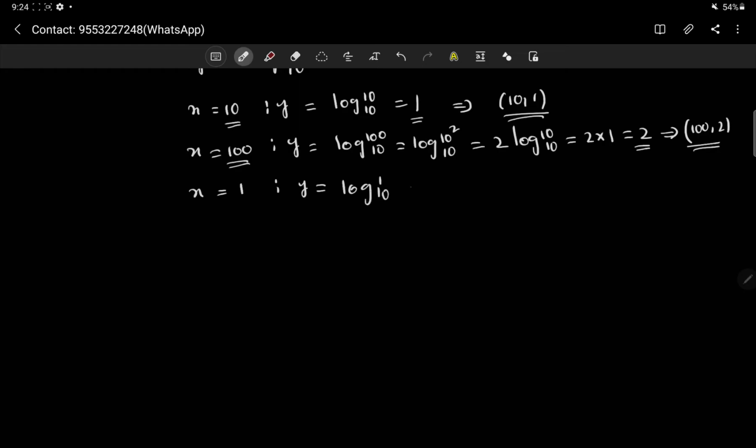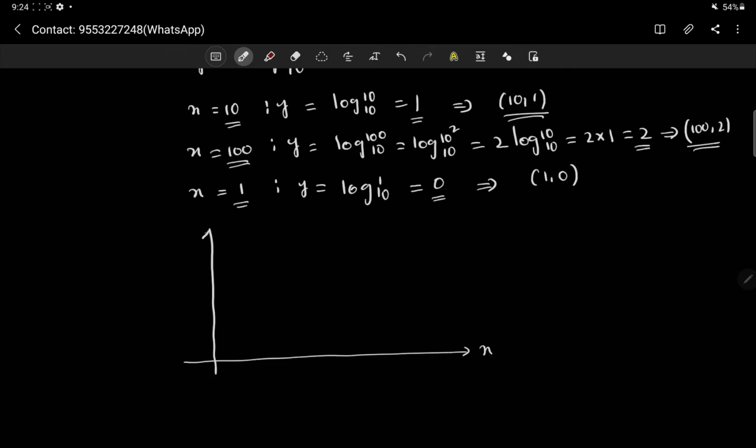Log 1 base 10. Log 1 value is what? 0. On taking x is equal to 1, y value is what? 0. So therefore 1 comma 0 is also a point on the curve. Now I am going to take its graph.